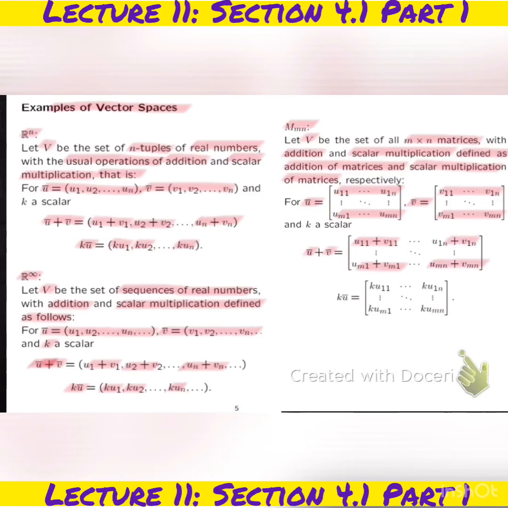And how do you take scalar multiples? A scalar multiple of U is taking the entry in the ith row and jth column of U and then multiplying that with a scalar k, and you do it for all i's and j's. So you multiply every entry of the matrix with the scalar k.